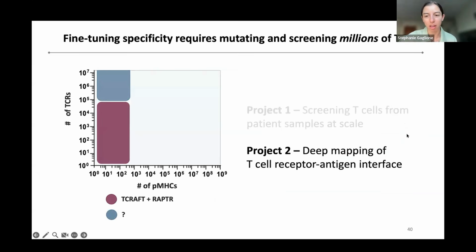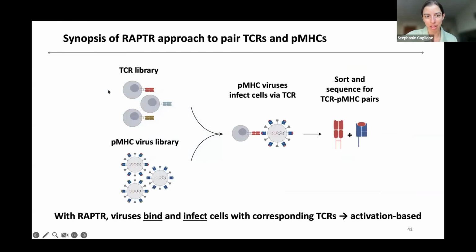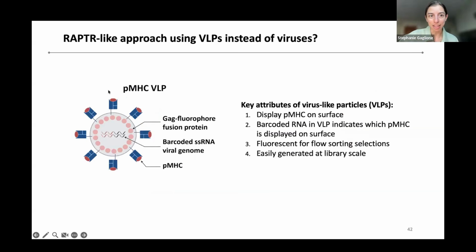All right, and then the second, just wanted to briefly link this to some work that's a little more fundamental. And this is to map the TCR-antigen interface, where if you want to be able to tune that specificity and screen millions of TCRs, we need some different capabilities. And so in the context of Raptor, viruses bind and infect cells with corresponding TCRs, and in a very useful feature, it's activation-based. But this particular strategy of building these peptide MHC displaying viruses is also applicable if you want to construct VLPs.